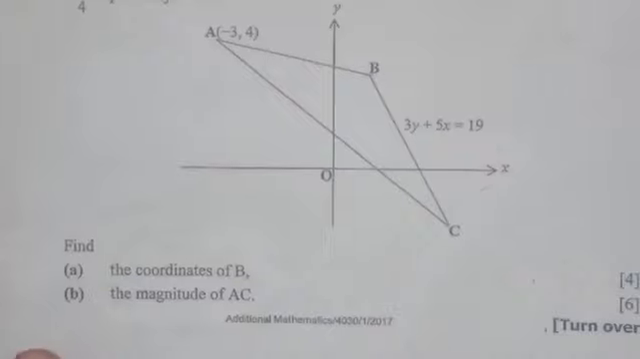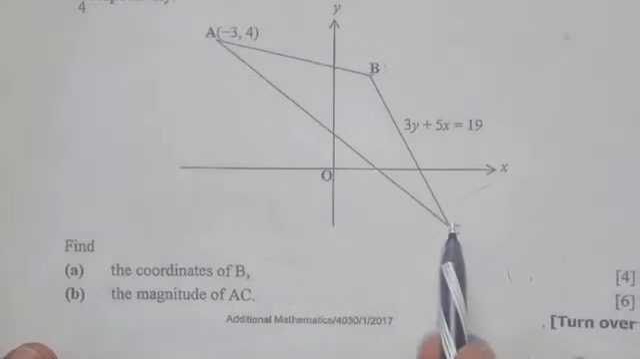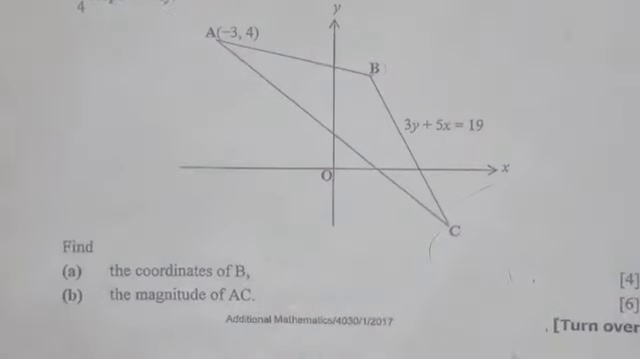Okay, so if you see here, for us to find the magnitude, we need to have the coordinates of C. This question has 6 marks because you are required to find the coordinates of C, then you find the magnitude of AC. So how can you find the coordinate of C?